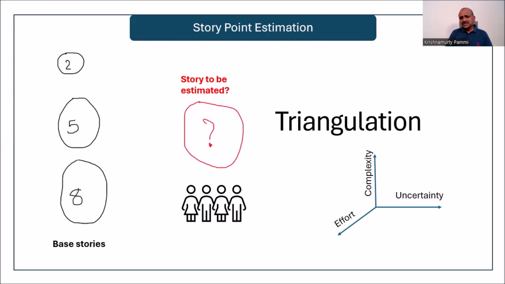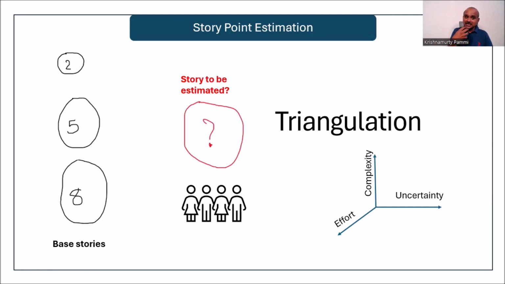Maybe this story is complexity-wise equal to 5, but it has more risk because it's the first time we are handling this. This kind of technology, we have never used it. In relative size estimation, when you do a triangulation where you try to put this user story between different denomination user stories that were already estimated, you have to think about effort, complexity, and risk factors while doing relative size estimation.